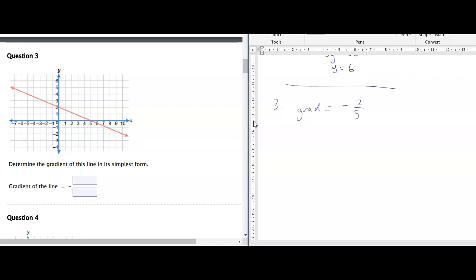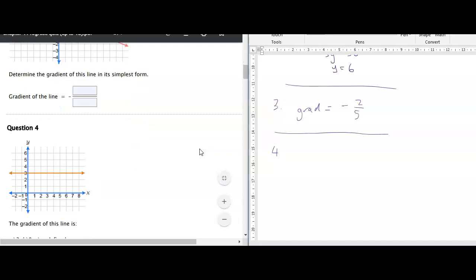Now, I pulled myself up there with the negative. It's because I knew this was a negative line. So make sure you can see straight away whether a line, or a gradient, is negative or positive. So basically we're always going in the positive x direction. So is your graph going down or is it going up? So in this case, it's going down. So it's a negative gradient. All right, let's scroll, please.